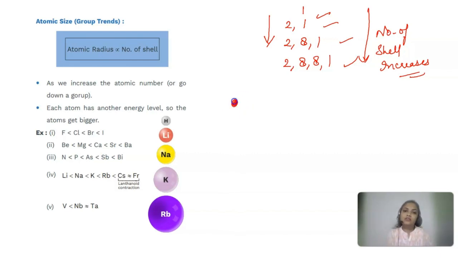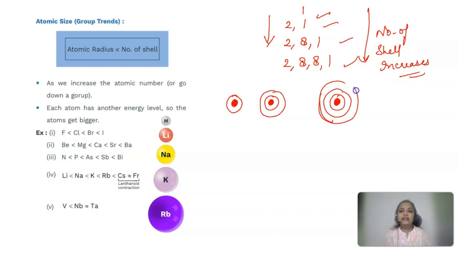Let's say this is the nucleus. If I am having one shell, this will be the size. If I am having two shells, of course the size is going to increase. This we can see. And if I am having three shells, the size will further increase. So when the electrons are getting added to the next shell, because of the addition of another energy level, the atom gets bigger. So atomic size increases generally down the group.